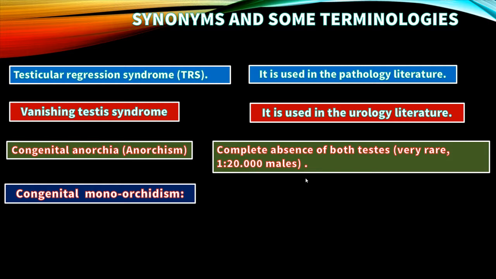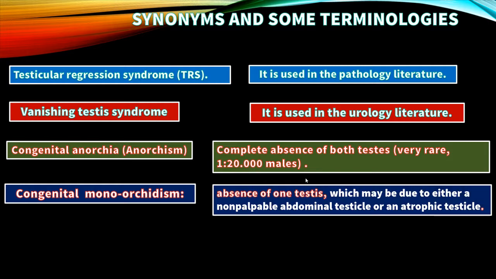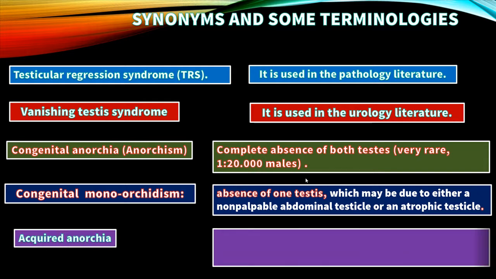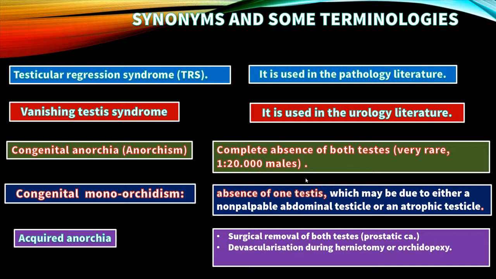Congenital monoorchidism is absence of one testis, which may be due to either a non-palpable abdominal testicle or an atrophic testicle. Acquired anorchia may be due to surgical removal of both testes, such as in cases of prostatic cancer, devascularization during herniotomy or orchidopexy, or severe trauma.